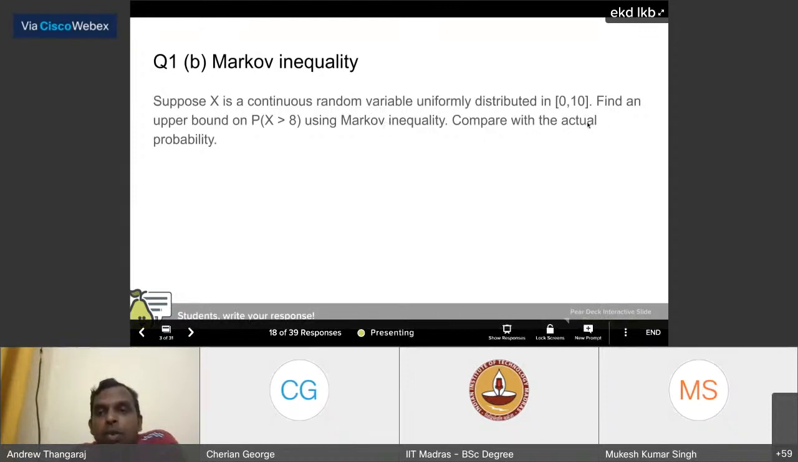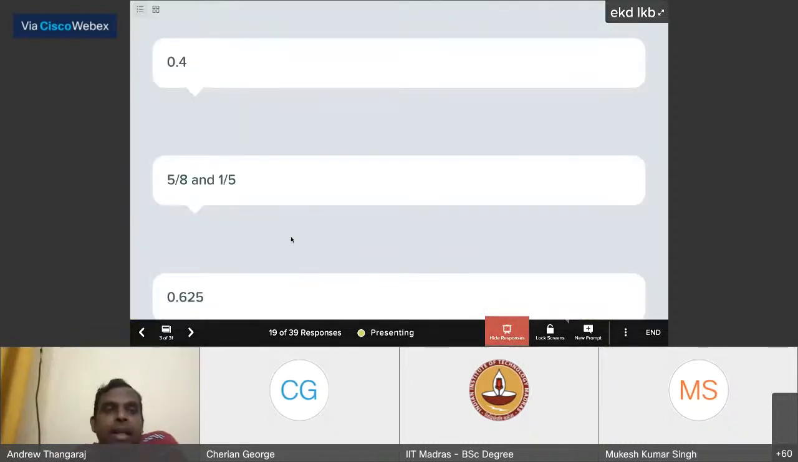So the actual probability, how do you find the actual probability? It's the probability that x is greater than 8. So you have to find the area under this PDF for greater than 8. Okay. All right. So let's see the responses. Quite a few people have responded. 5 by 8 and 1 by 5.